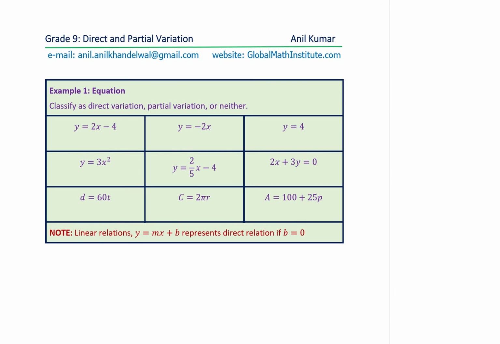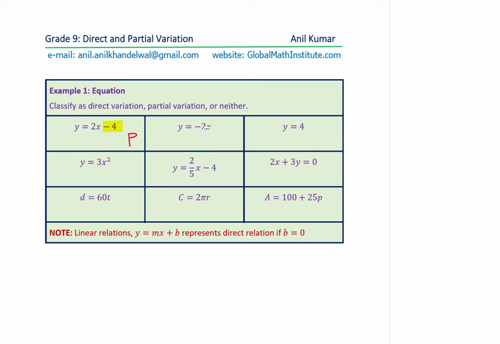Now let's take some equations and verify whether they belong to direct variation or not. The question here for you is example 1. Classify as direct variation, partial variation, or neither. You can actually pause the video, write down your answers. You may also write down the reasons. Well, the first one is y equals 2x minus 4. Because of this minus 4, we can clearly say that this is partial variation. It does represent a straight line.